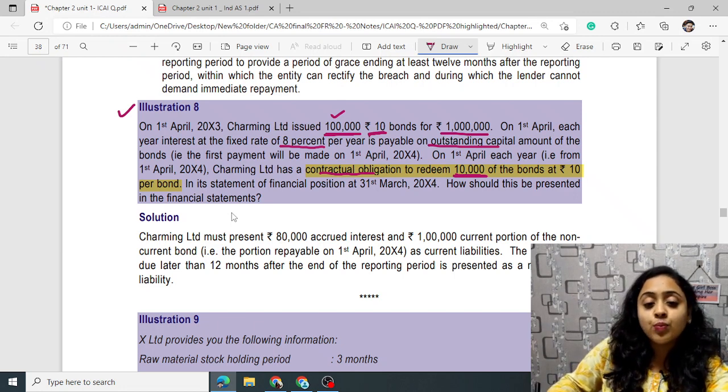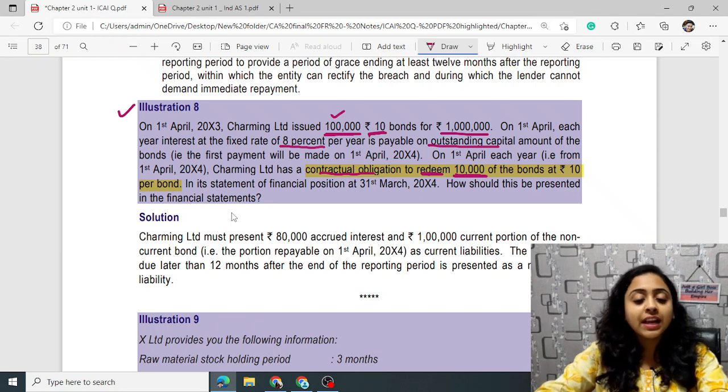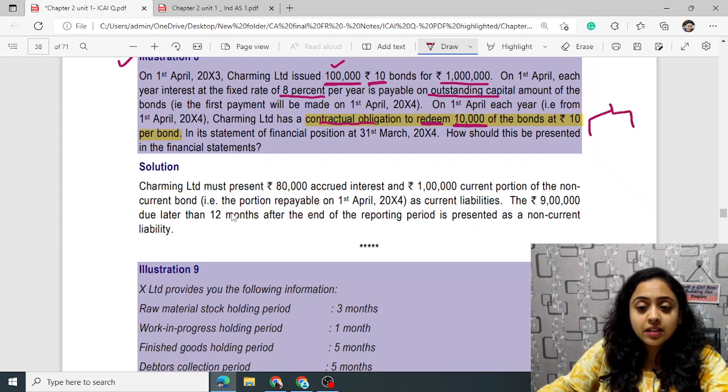See, there is 1 lakh rupee 10, that is 10 lakh worth of bonds, and 10,000 have to be redeemed. Okay, and 8% interest is there. How do you calculate? You calculate this 8% interest for the first year, and these 10,000 bonds as current. Okay, as current, these 8% interest for year 1 plus 10,000 bonds as current. Okay, and the remaining should be non-current. Are you clear?